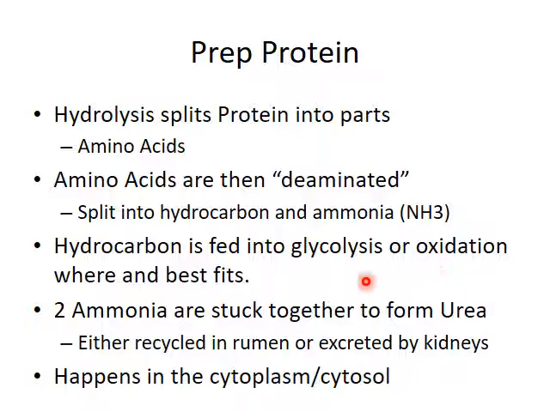As a byproduct of this protein prep, 2 ammonias are stuck together to form urea, which is either recycled in our ruminants, or it could be recycled a little bit in the horses as well, or excreted as a waste product out the kidneys. And again, all this happens in the cytoplasm or the cytosol.